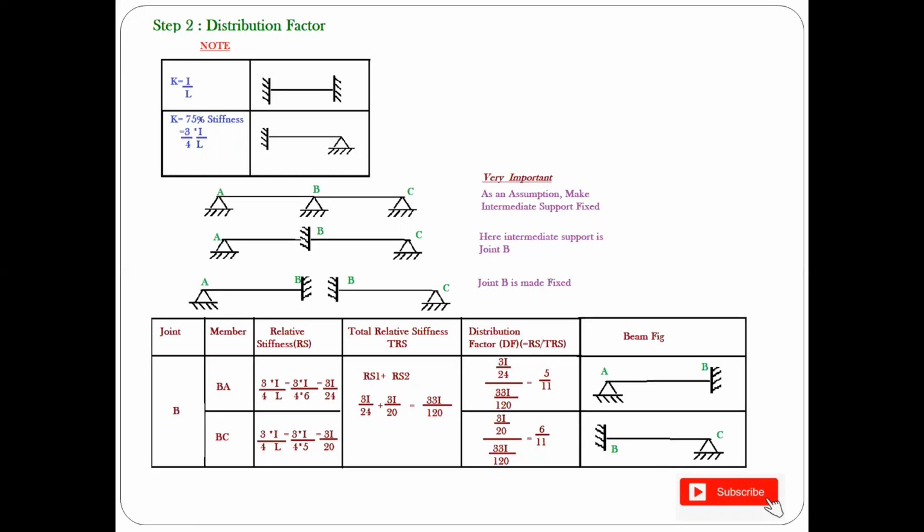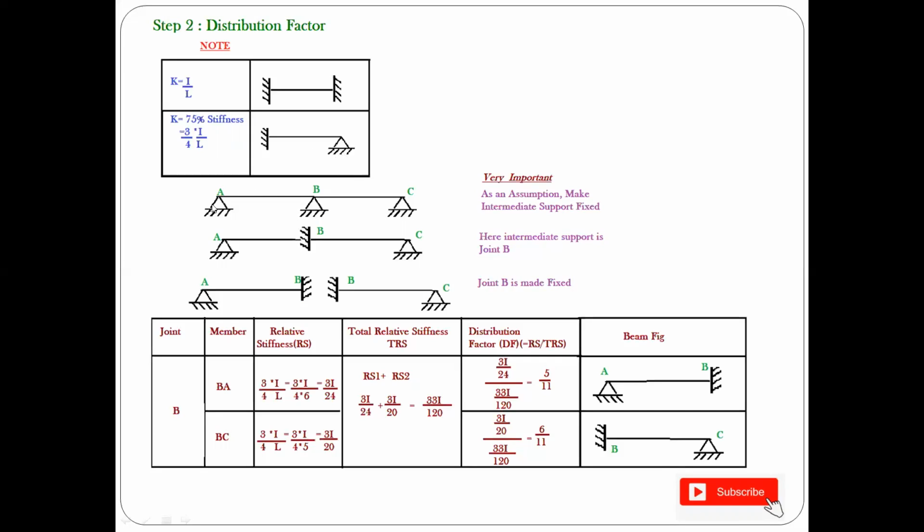But what happens if you remove the fixity on one side, and you get a pin or a hinge on the other side? You don't get the same fixed stiffness of a fixed beam. The stiffness will obviously be less. By how much percent will it be less? It will be less by 75%. In other words, if you have a beam like this, for the second case it is 3 by 4 I by L.